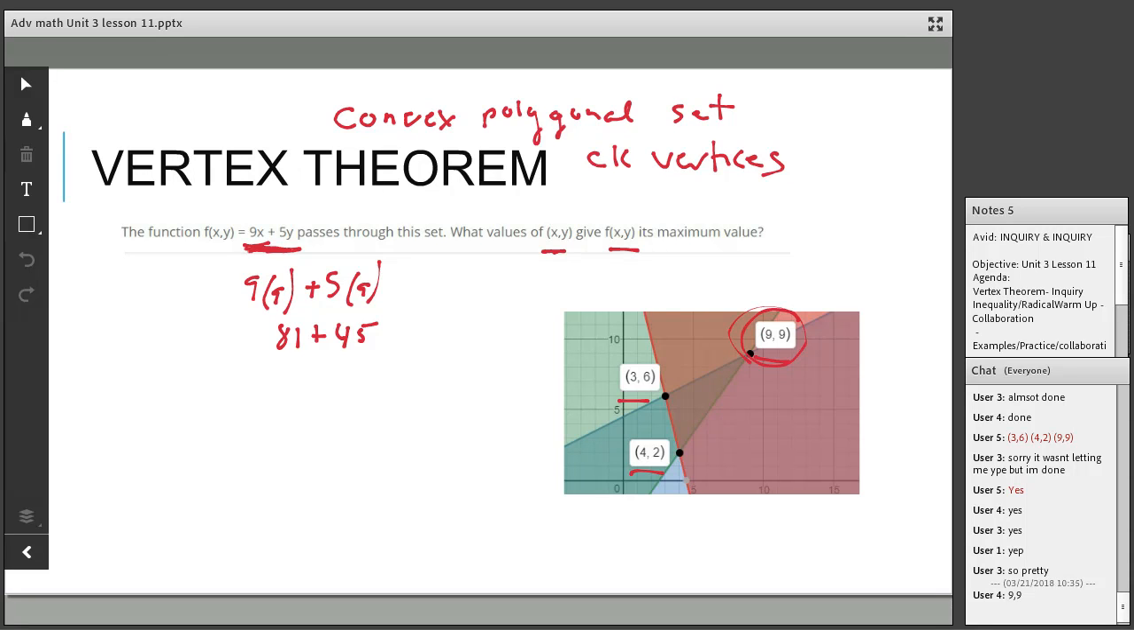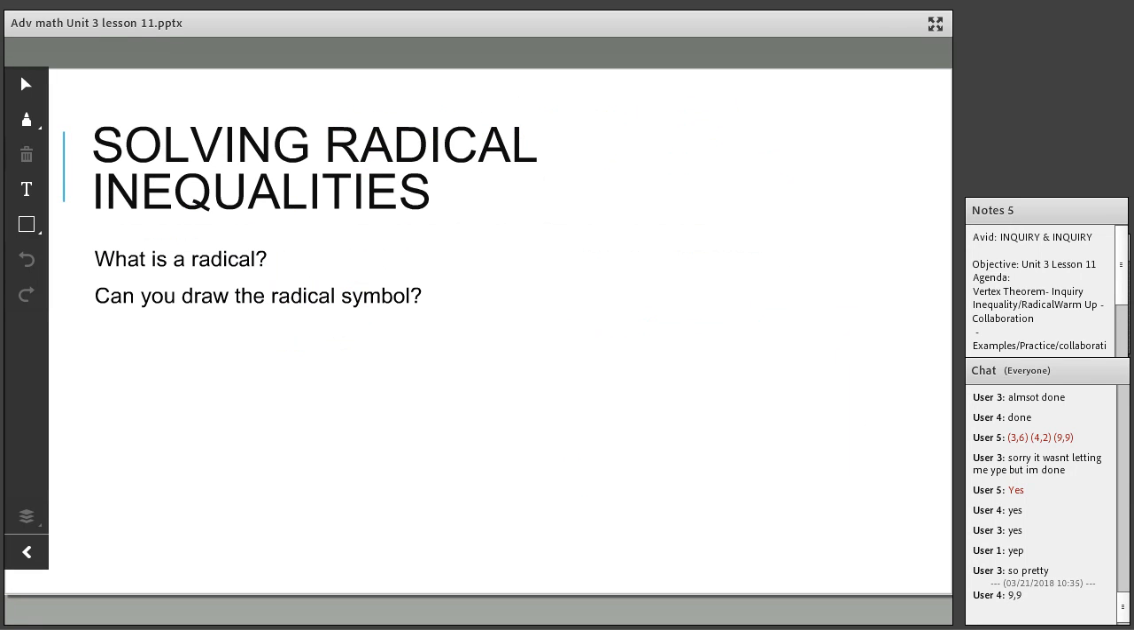All right, so this is a lot like that linear programming we were doing last week. They just are putting a name to it. It's called the vertex theorem, and they're making sure you understand that it needs to be a convex polygonal set to make this happen.